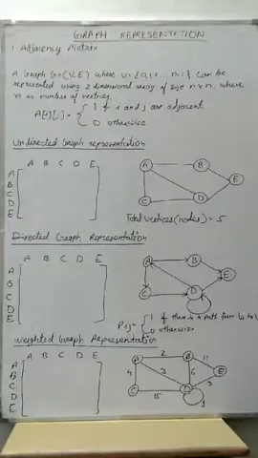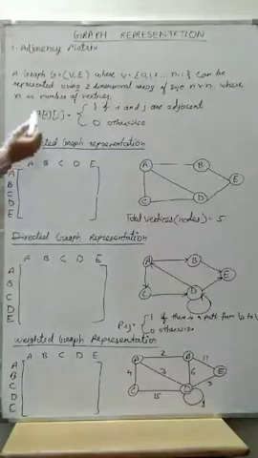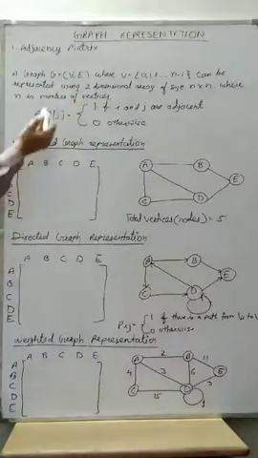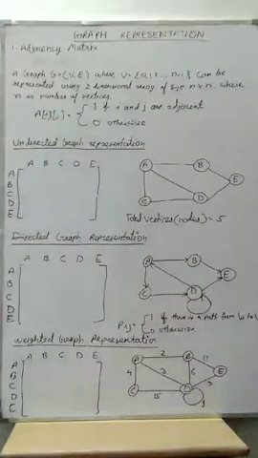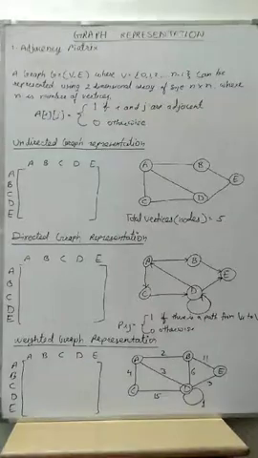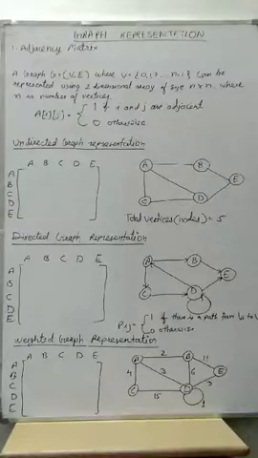A graph G equals (V, E). Here V represents vertices and E represents edges, where the vertices V equal 0, 1, 2, up to n-1. The graph can be represented using a two-dimensional array of size n by n, where n is the number of vertices.